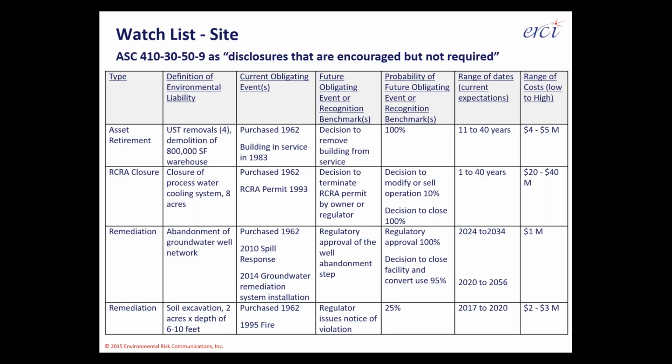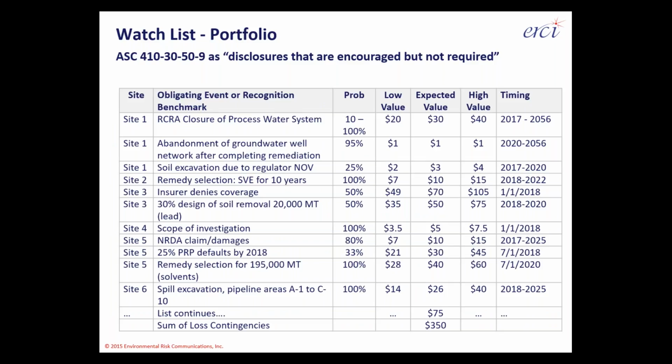So in this example, we've got an individual site's watch list, and notice way off on the far right, we've got a range of dates and a range of costs for these unknown issues that are still coming to affect our definition of what the liability is on a given site. Monte Carlo modeling helps you understand and calculate what those ranges of dates and costs will look like.